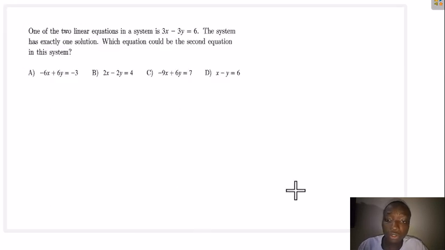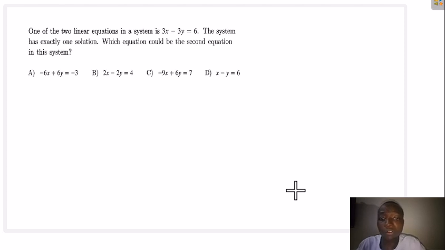One of the two linear equations in a system is 3x minus 3y equals 6. The system has exactly one solution. Which equation could be the second equation in the system? So in this case, we have one solution. And what does the rule say about one solution? The rule says that the slopes are not equal.